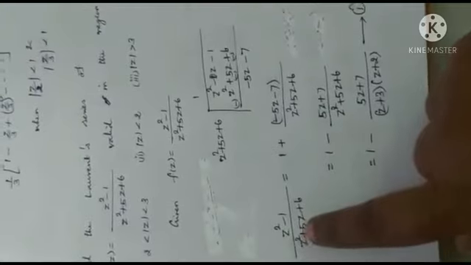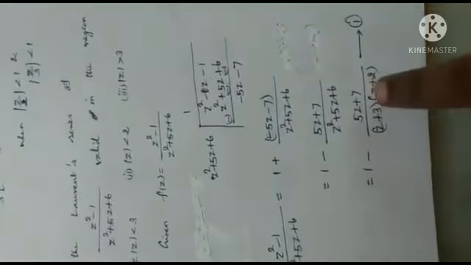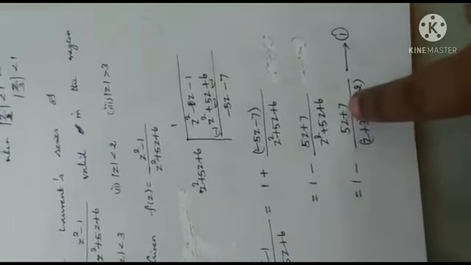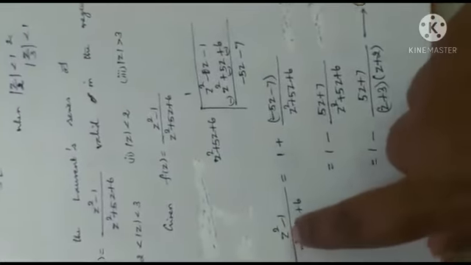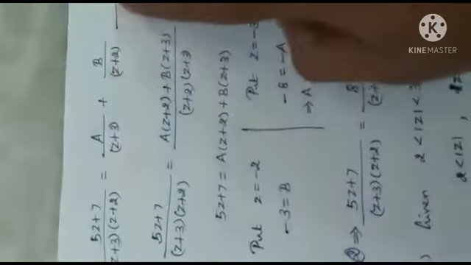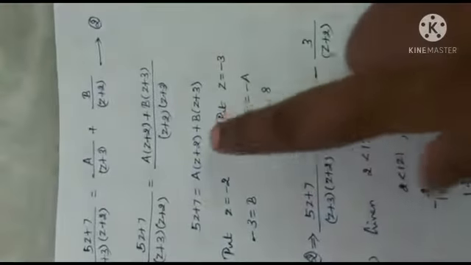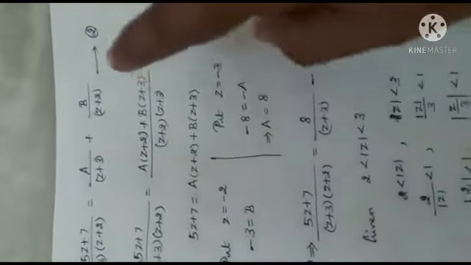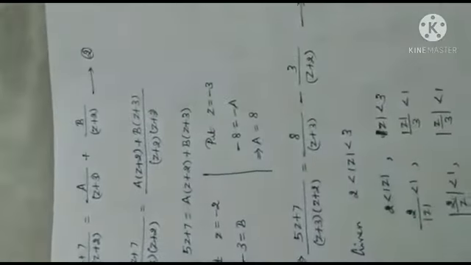They have asked us to expand this function as a series. We substitute it here, and we will get the answer for this function. See, let us take the term A by, B by. Both are linear factors. Take LCM, the usual method, and find the values of A and B. Substitute it here. Now we have to expand both terms as a series.